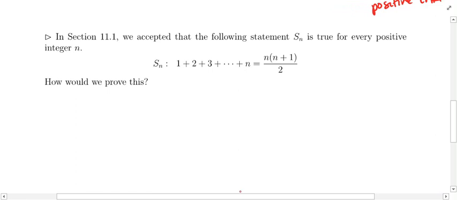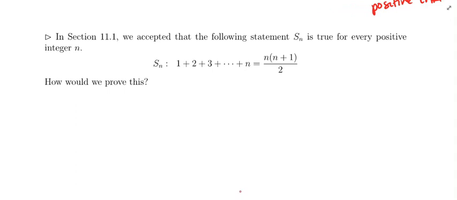If you read the next bullet point here, it says in section 11.1, we accepted that the following statement Sn is true for every positive integer n. This is one of the summation rules that we saw. If you add up the first n positive integers, 1 plus 2 plus 3 all the way up to n, the sum is equal to n times n plus 1 over 2. Like I said, we just accepted it.